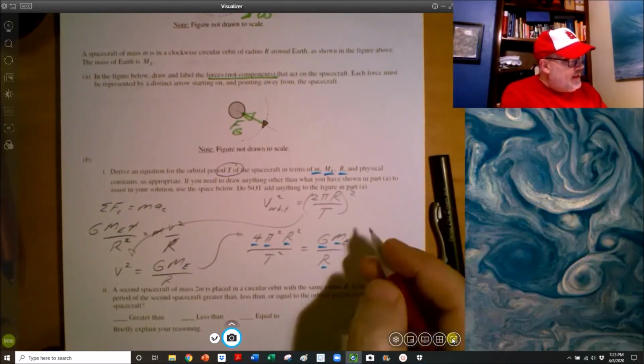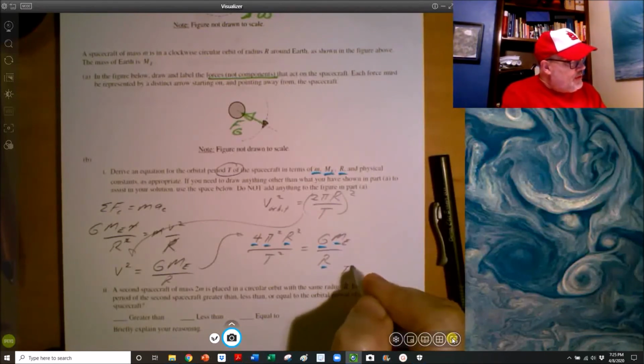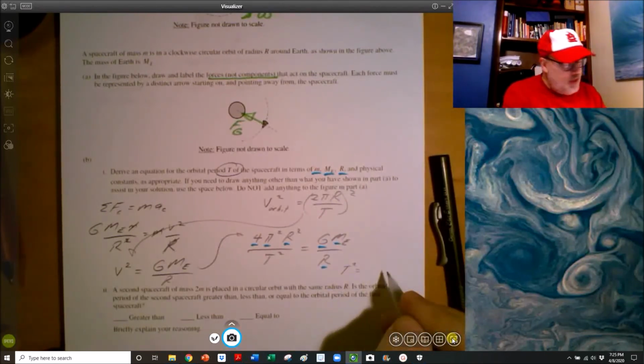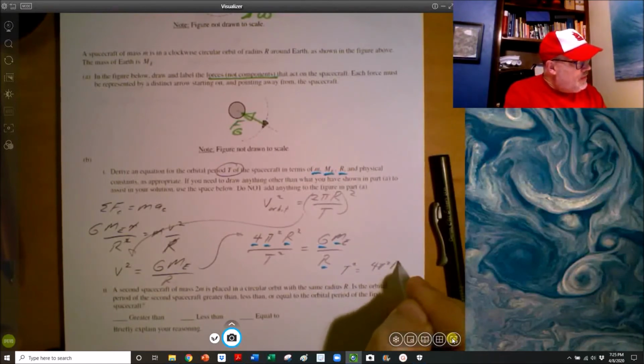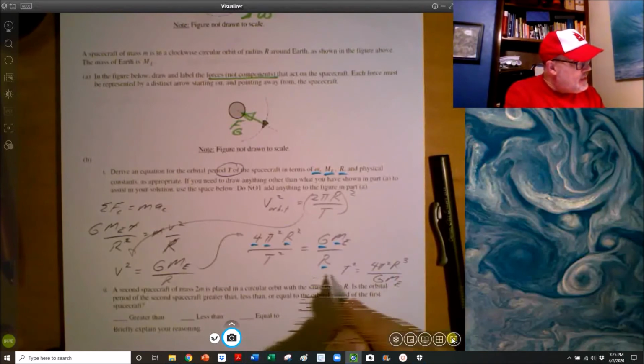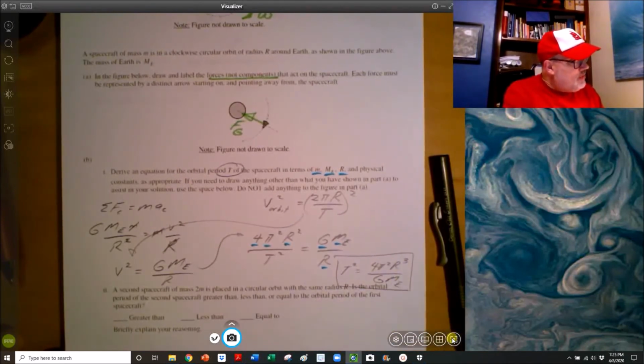So we can leave it like this, but if you pretty it up a little bit, you can get T squared equals 4 pi squared R to the third over G M e, and that's generally the way we see this written.